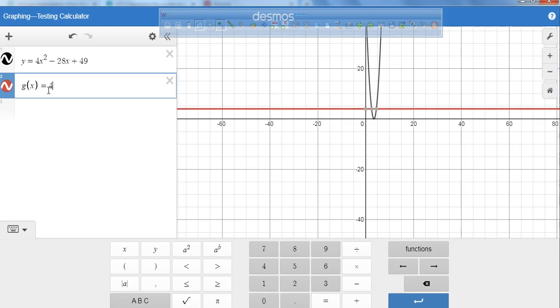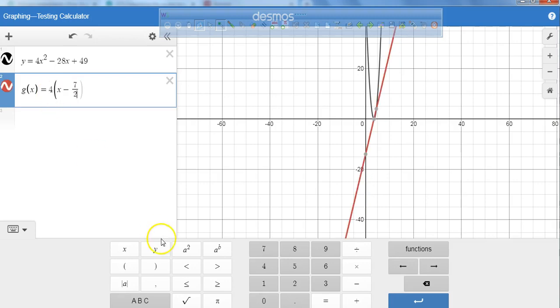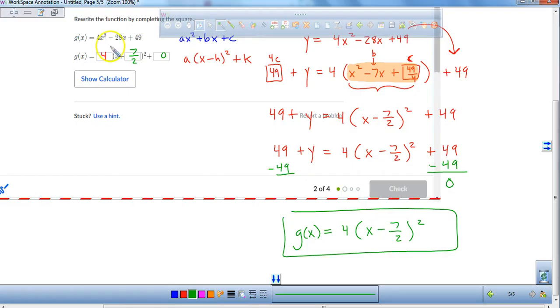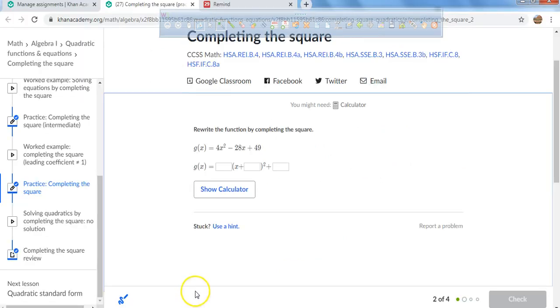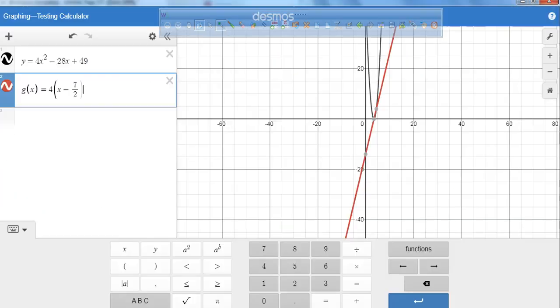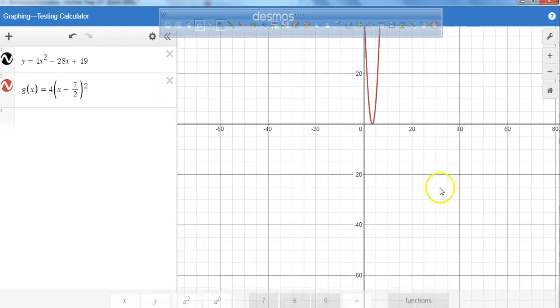equals 4 parentheses x plus, sorry, not x plus, x minus 7 over 2. Oh, that's where I messed up there. I need to make sure I put a minus there. I'm glad I didn't type that in yet. Because here it says minus, that says plus, so I have to put plus a negative. Good thing I caught that one. And we're going to put squared.